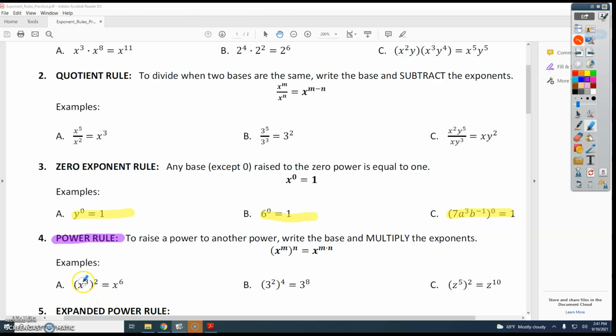We keep our x, and then instead of adding the exponents like we did in the product rule, we're actually going to multiply them. So that's how they get x to the 6th power. Same thing over here. You keep the base 3, and then you multiply your exponents. 2 times 4 is 8. Same thing here. You keep the base z. You multiply your exponents. 5 times 2 is 10. So that is simple. Power to a power rule.